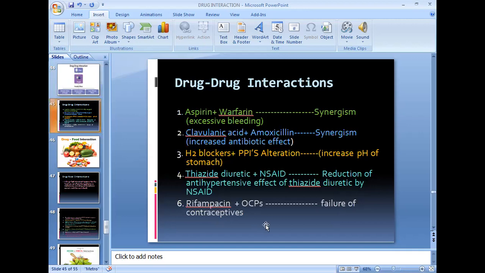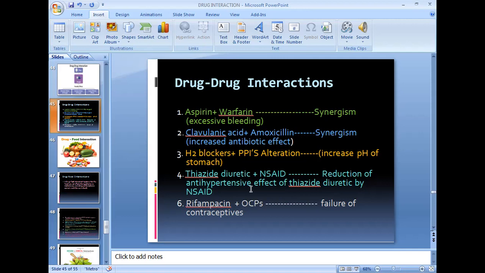Take a few examples of drug-drug interaction, like aspirin and warfarin. When taken together, they produce synergism of their effects and there will be increased risk of bleeding. Another example, which is a somewhat beneficial effect of synergism, is amoxicillin and clavulanic acid, and there will be increased antibiotic effect. When an H2 blocker and a proton pump inhibitor are taken together, there will be increased pH of the stomach.